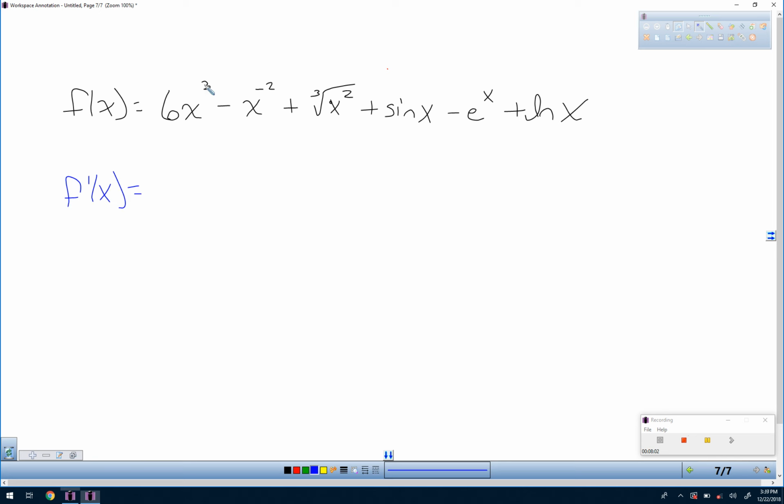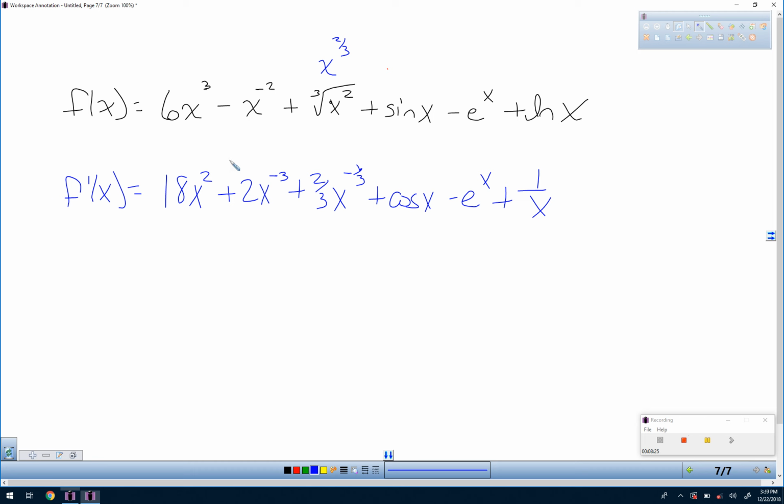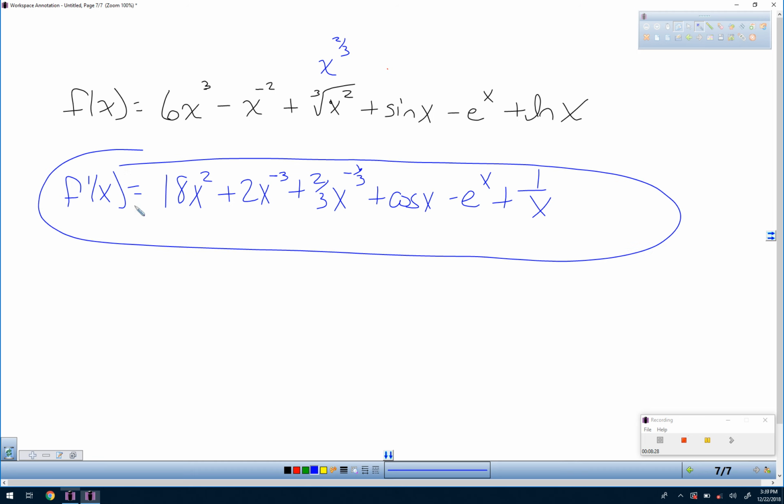So the derivative of 6x cubed would be 18x squared. The derivative of negative x to the negative 2 would be positive 2x to the negative 3. I rewrite the cube root of x squared as x to the 2/3, and the derivative of that would be 2/3 x to the negative 1/3. The derivative of sine is cosine. The derivative of e to the x is e to the x. The derivative of ln of x is 1 over x. So there would be the derivative of that original function for that problem.